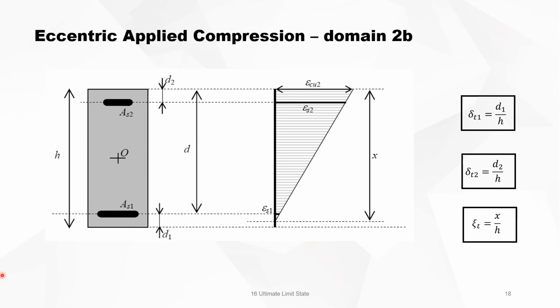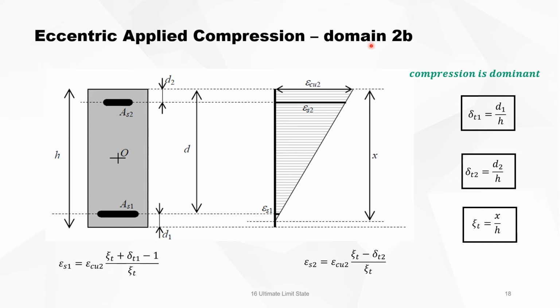Now we have eccentrically applied compression in domain 2B. In domain 2B, you can see that almost the whole section is in compression. So the compression zone goes at least over the whole area of D. So it means that compression is dominant. It's very important to recognize that. So when compression is dominant, you are in domain 2B.